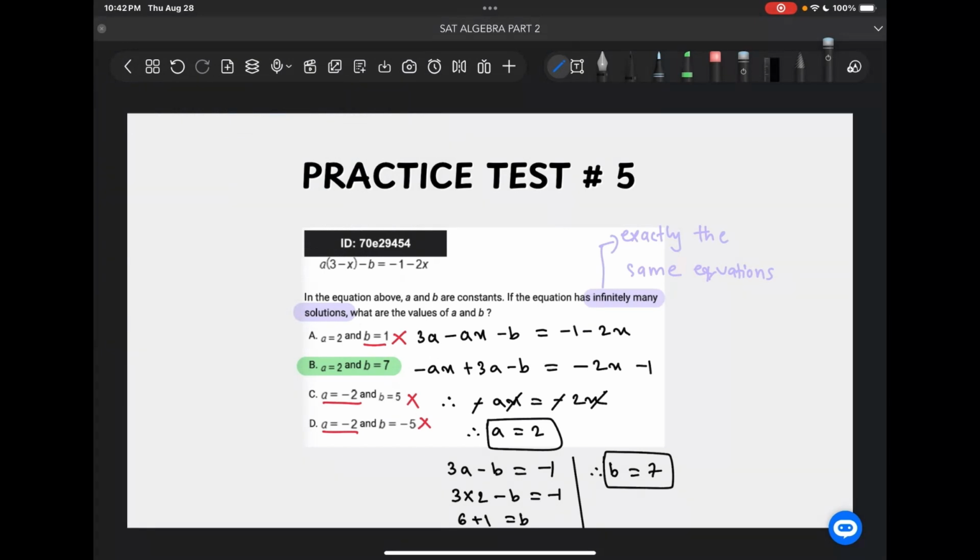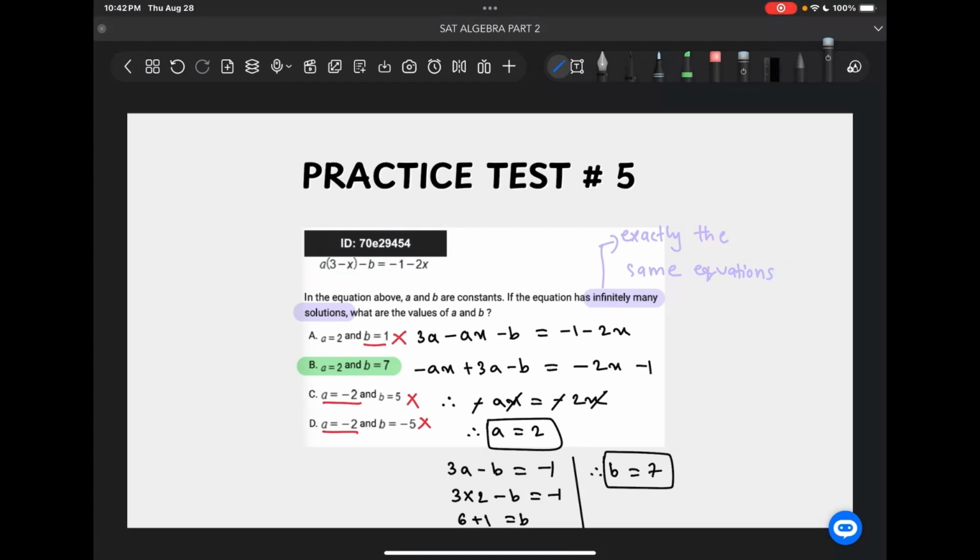a(3 minus x) minus b equals minus 1 minus 2x. In the equation above, a and b are constants. If the equation has infinitely many solutions, what are the values of a and b? So they have infinitely many solutions, which basically means that this side and this side are exactly the same. So they are exactly the same equation.